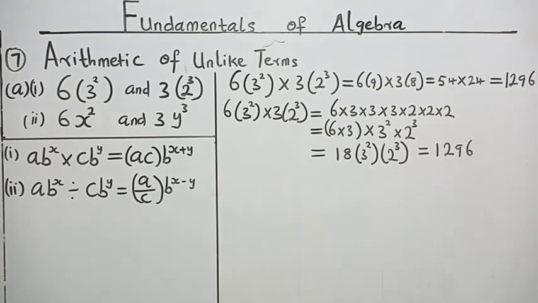If we have a different way of getting this result of 1296, and it remains consistent afterwards, then it becomes a law of multiplying this sort of unlike terms. Let's try out. 6 bracket 3 to the power 2 times 3 bracket 2 to the power 3, when expanded, is equal to 6 times 3 times 3, then times this 3 here, then times 2 times 2 times 2.